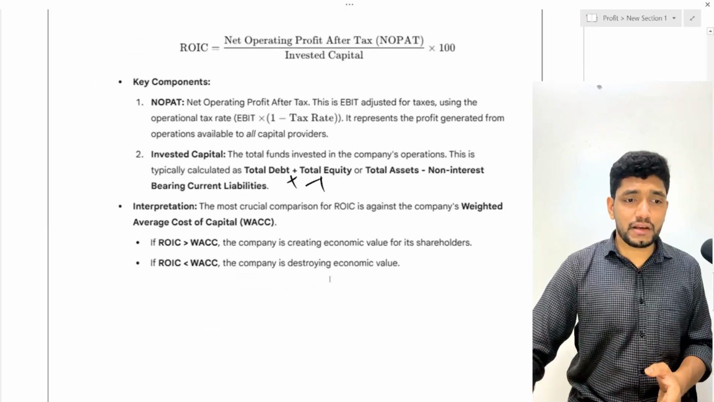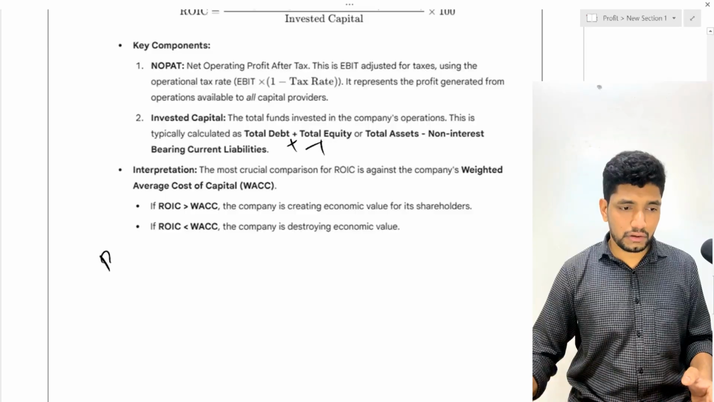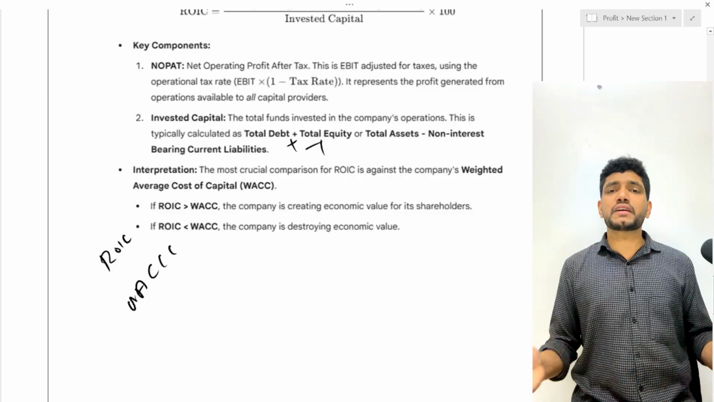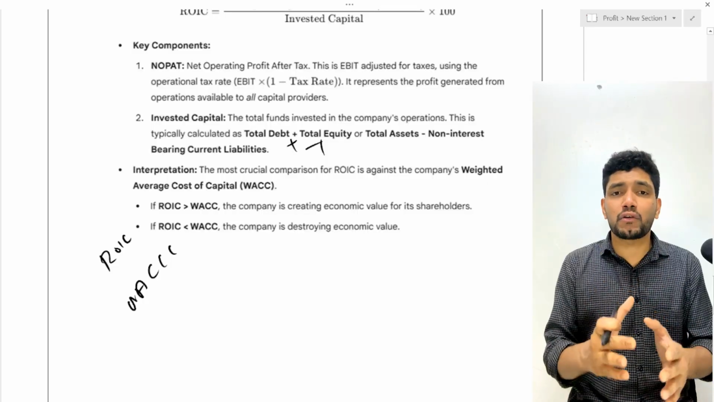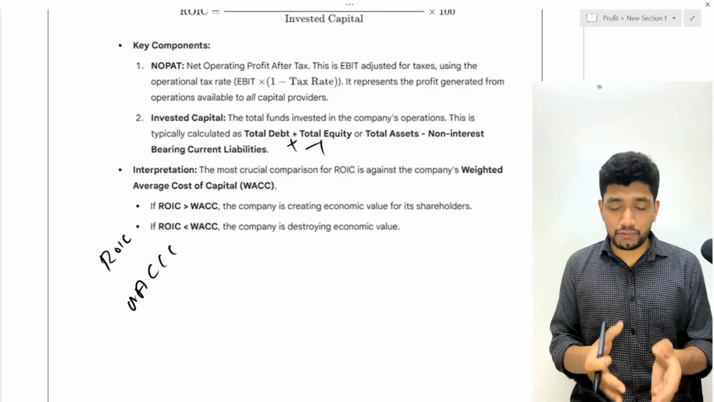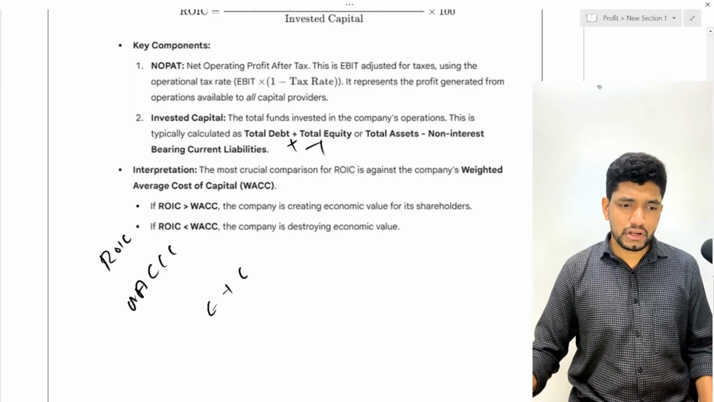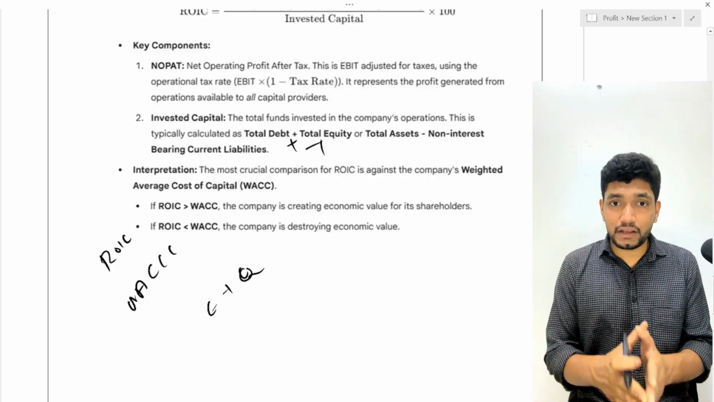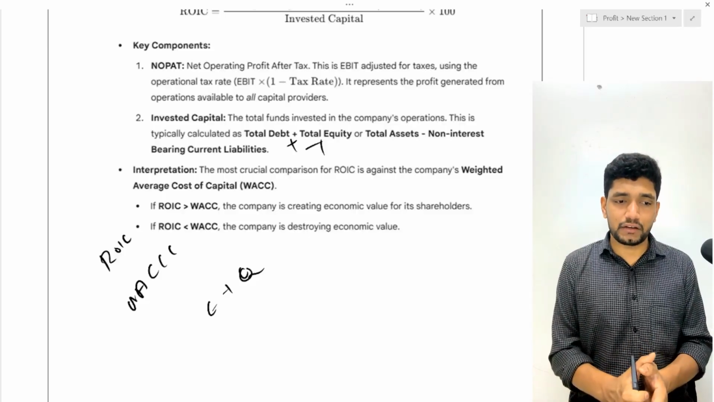It is very effective if we compare return on invested capital with the weighted average cost of capital. What is weighted average cost of capital? Weighted average cost of capital is the final cost of capital. That means if you have some equity, some debt, then what is the average capital cost for us? That is the weighted average cost of capital.